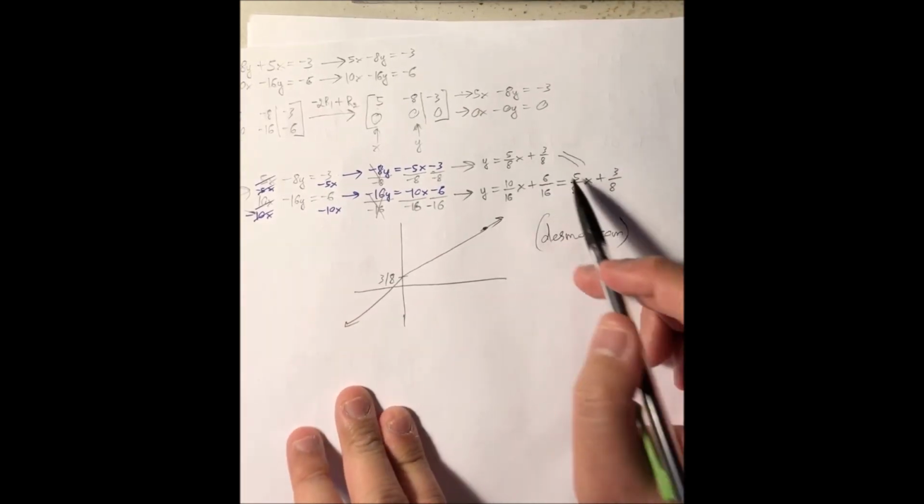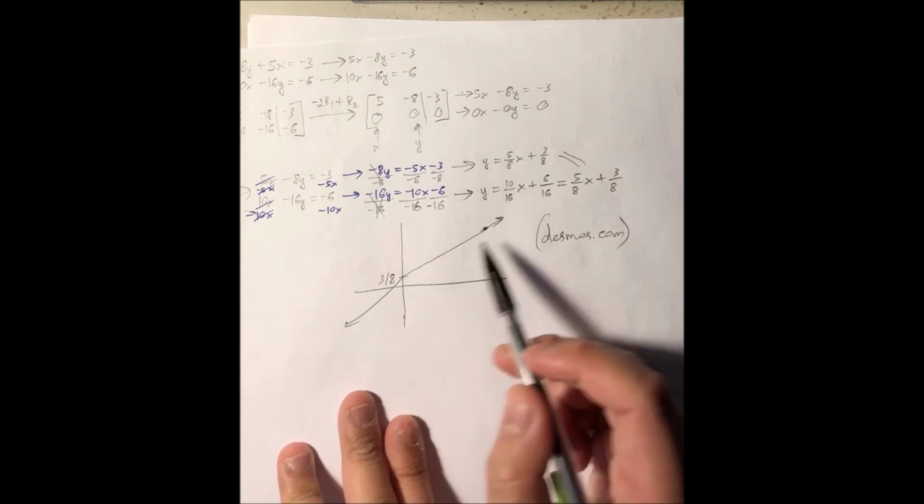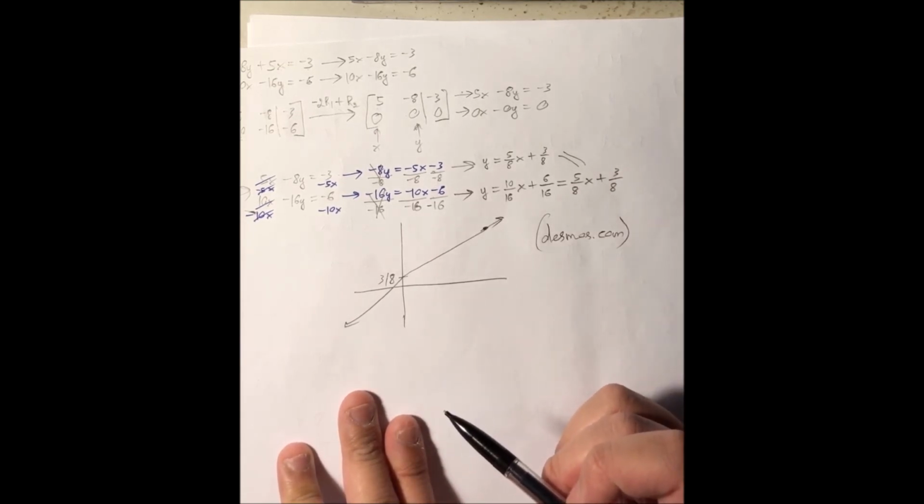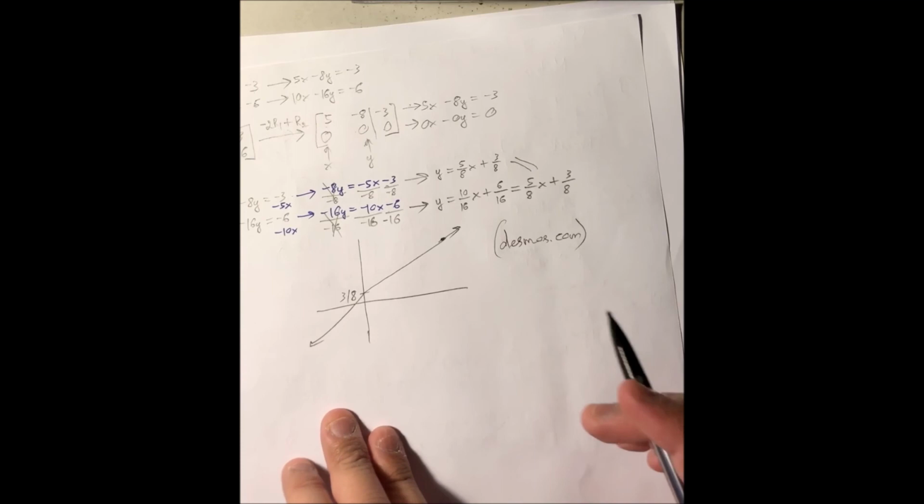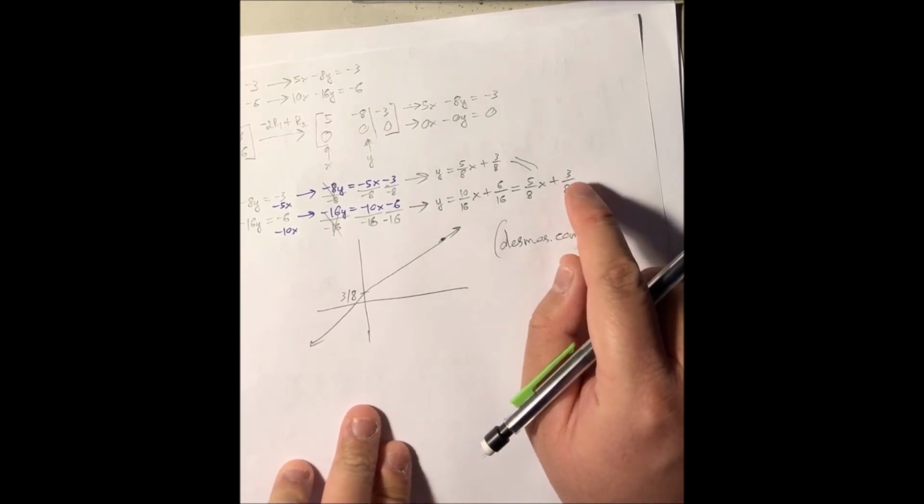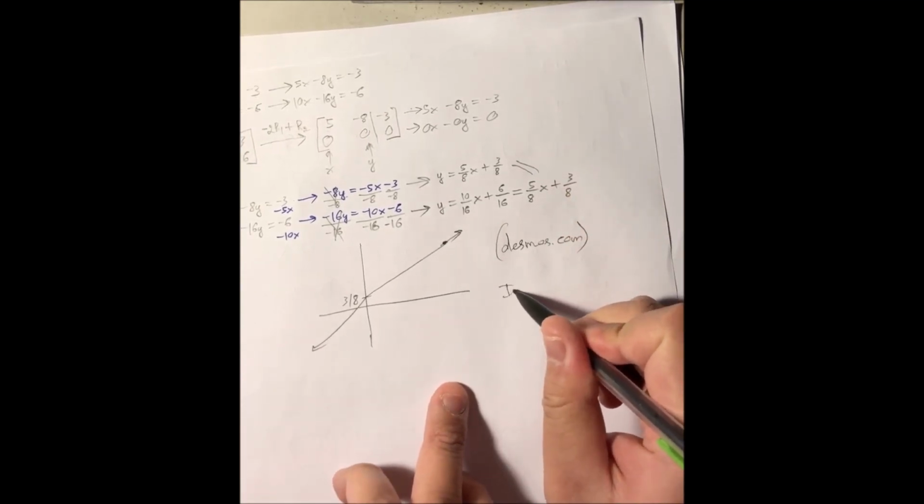With these two equations being exactly the same, I'm going to have two lines overlapping each other everywhere when I graph it out. That means the solution to this system is actually infinitely many solutions.